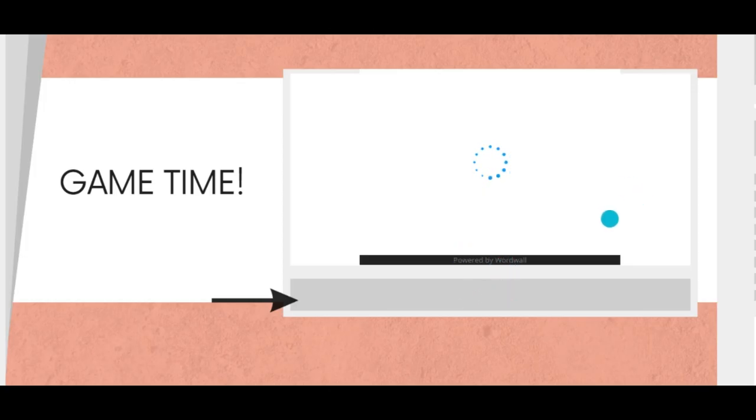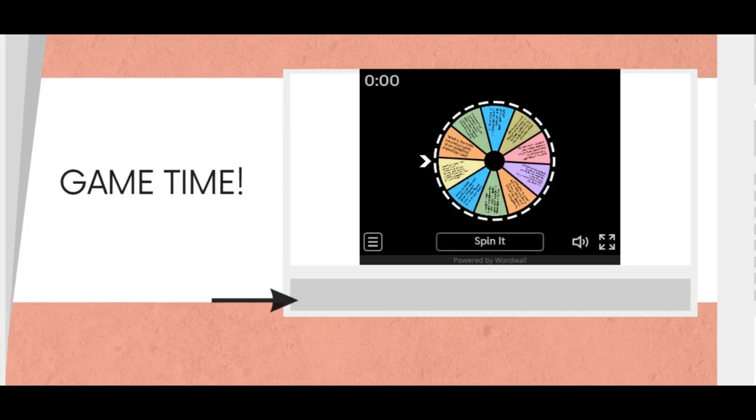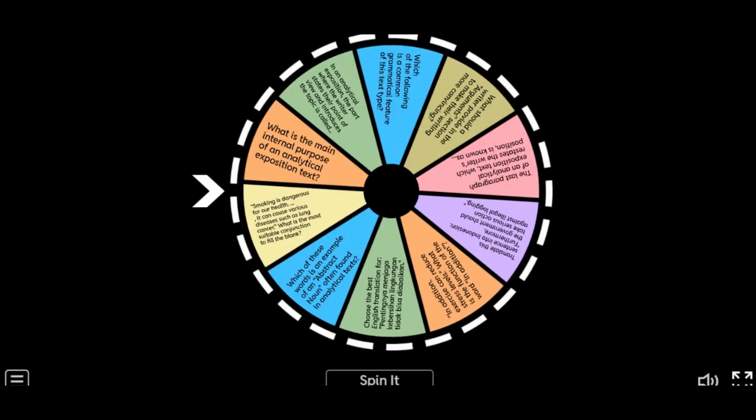I also asked several simple questions while presenting the slides to encourage students to participate and share their ideas. After explaining the material, I continued the lesson with a gamification activity using Wordwall. This activity was used to check the students' understanding in a fun way.